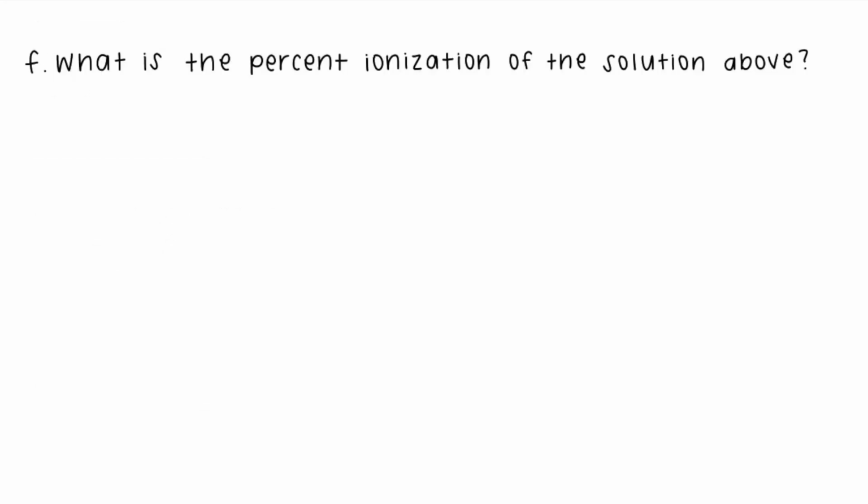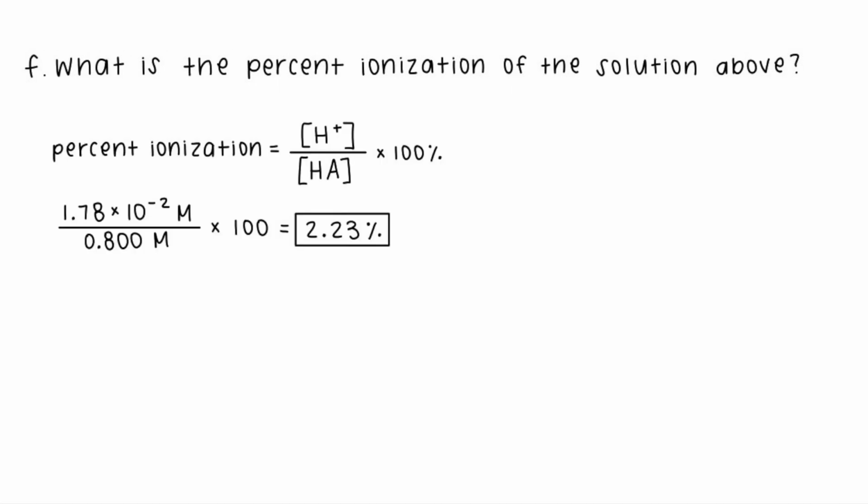To find percent ionization, you divide the concentration of hydrogen ion by the concentration of the original acid and multiply this by 100. We would get 1.78 times 10 to the negative 2 molar divided by 0.800 molar times 100. Once we plug this into the calculator, we get 2.23% for our percent ionization of the solution above.